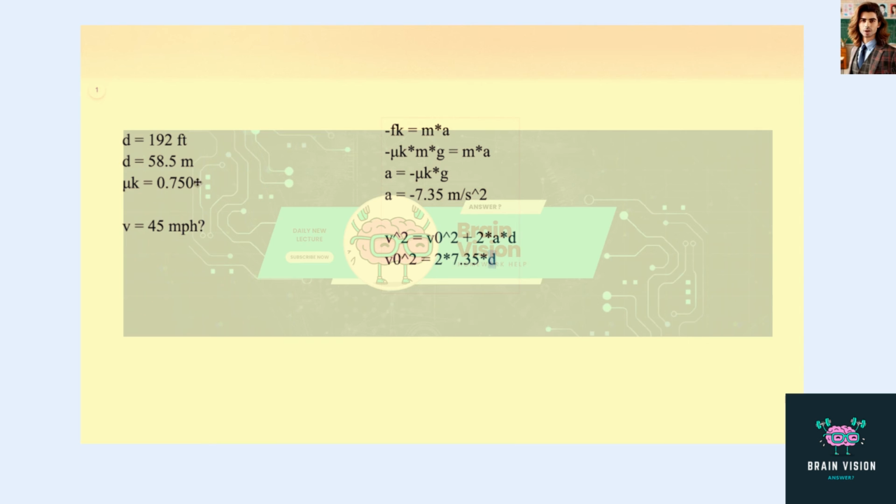Now if we plug in d as 58.5 here, we should end up with this equation, and when we take the square root of both sides, this should give us an initial velocity of 29.3 meters per second, which when we convert this back to miles per hour is going to be 65.5 miles per hour, which is much greater than this 45 mile per hour speed limit. So he is definitely guilty.